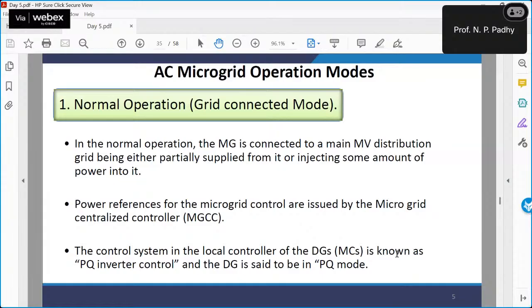The generations, okay, that is microcontrollers, is said to be in PQ mode. Okay, DG is said to be in PQ mode actually.